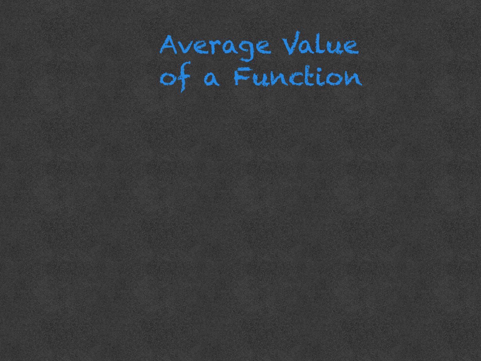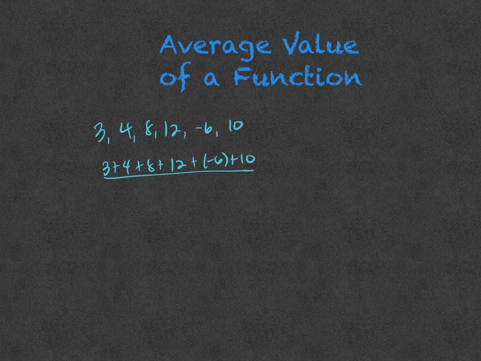Average value of a function. If you think about average value, let's say you have a string of numbers like 3, 4, 8, 12, -6, 10. If you're going to find the average, you add them up and divide by how many there are. So 3 plus 4 plus 8 plus 12 plus -6 plus 10, just to prove my point, divided by 6. There are 6 of them. That's not really important, so that's not what we're looking at.